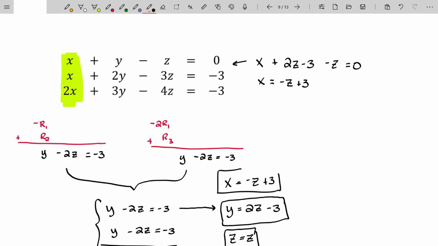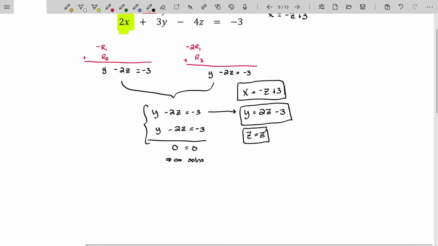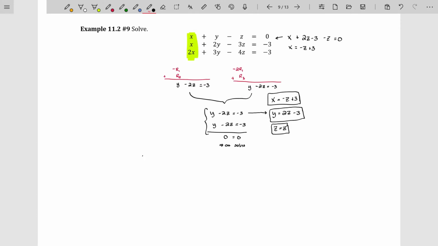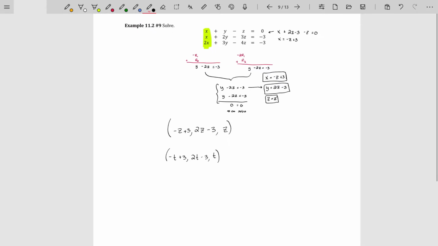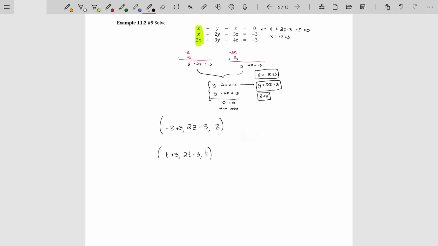So our ordered triple for this parameterized solution is negative z plus 3, 2z minus 3, and z. And again, if your instructor or your online homework system requires you to write this in terms of t, you could just trade those z's out for t's. Negative t plus 3, 2t minus 3, and t. There you go. Again, any value of t that you substitute in will give you a solution.